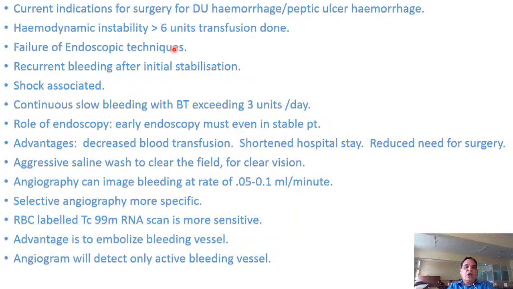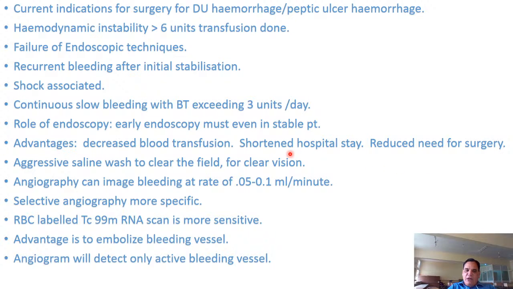Okay. Now come the current indications of surgery. They have upgraded this to 6 units of blood transfusion. If that much is given, you need to operate. Other indications: failure of endoscopic treatment, a recurrent bleed, shock, continuous bleeding, or a patient needing more than 3 units per day. The advantages of early endoscopy: it has got a major role to play. Decreased blood transfusion, short hospital stay and reduced need for surgery.